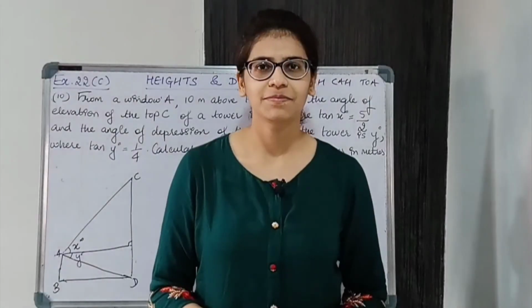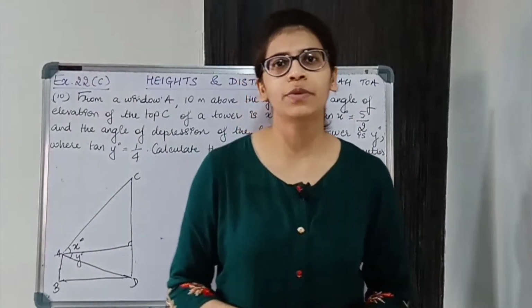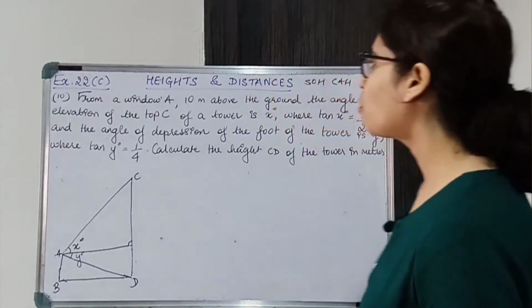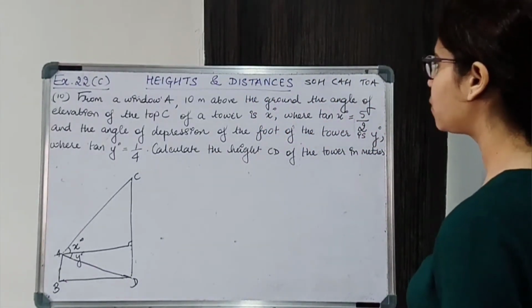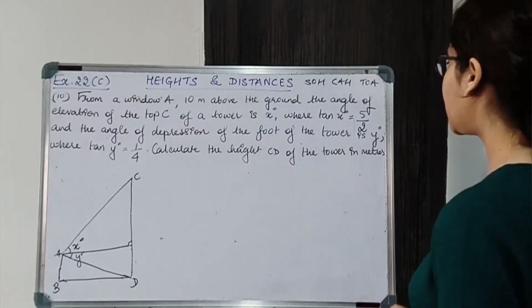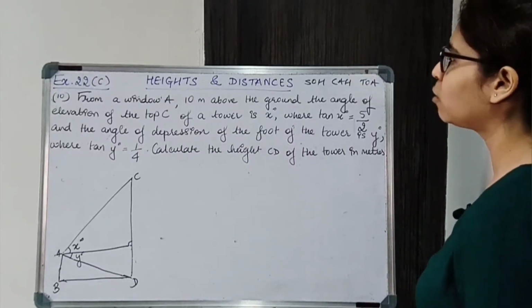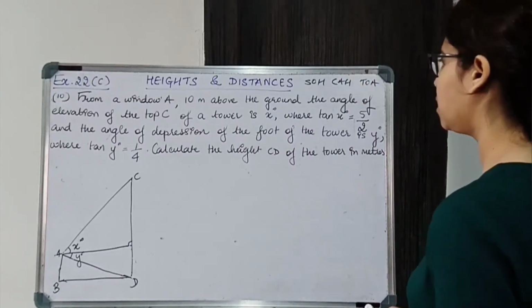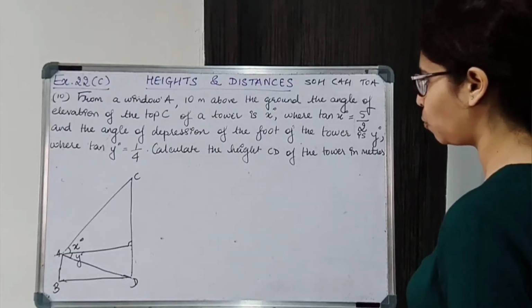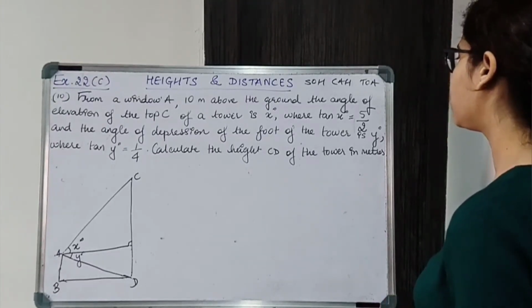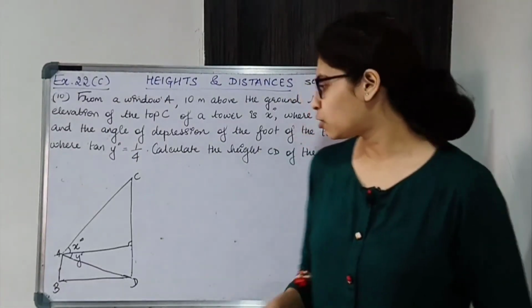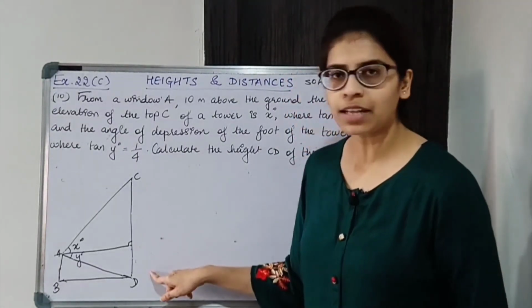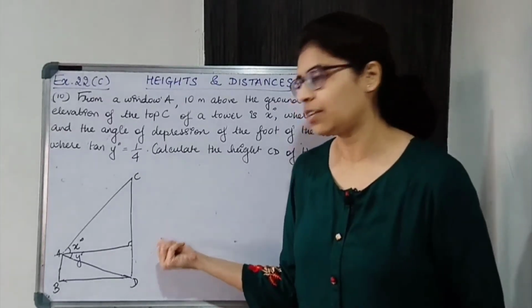Okay, let's read the next question. Question number 10. From a window A 10 meters above the ground, the angle of elevation of the top C of a tower is x degrees, where tan x is equal to 5 upon 2, and the angle of depression of the foot of the tower is y degrees, where tan y is equal to 1 upon 4. Calculate the height CD of the tower in meters. We have to find the height of the tower CD. CD is a tower, it represents the height of the tower, and we have to find that.